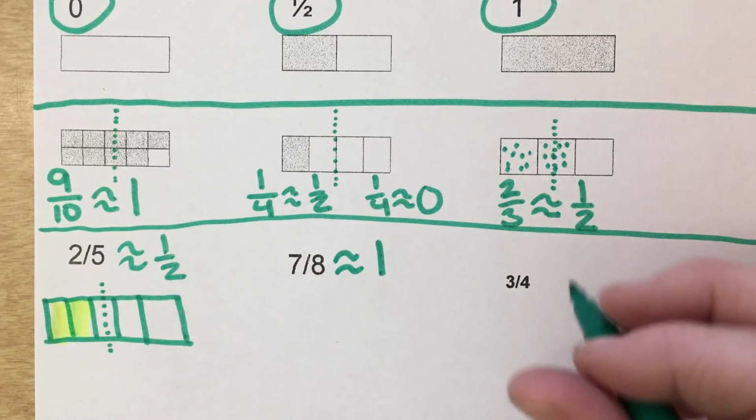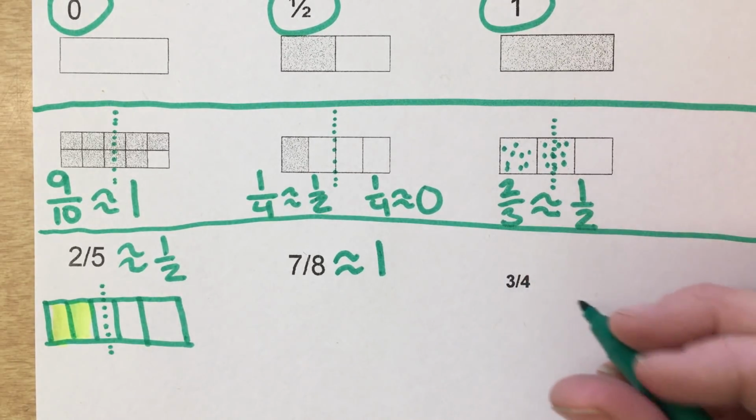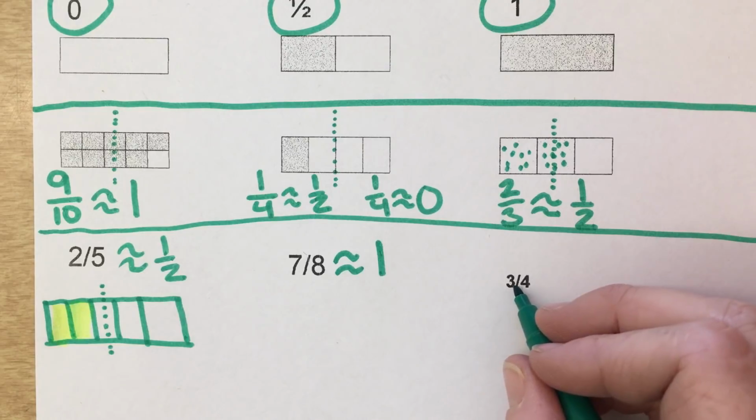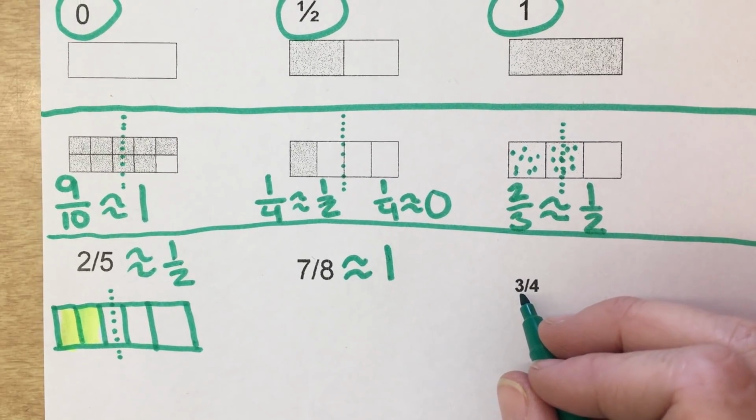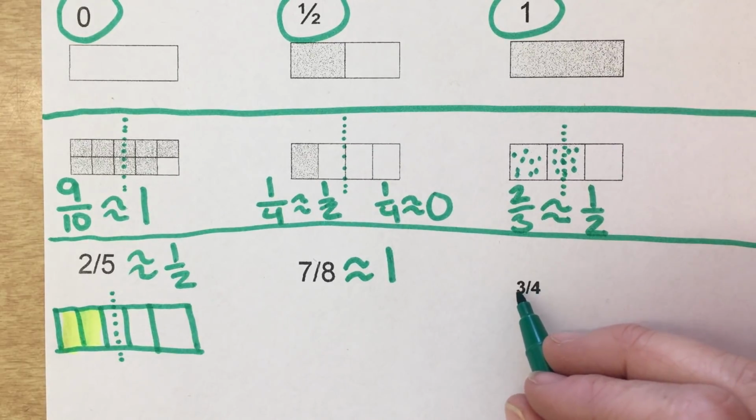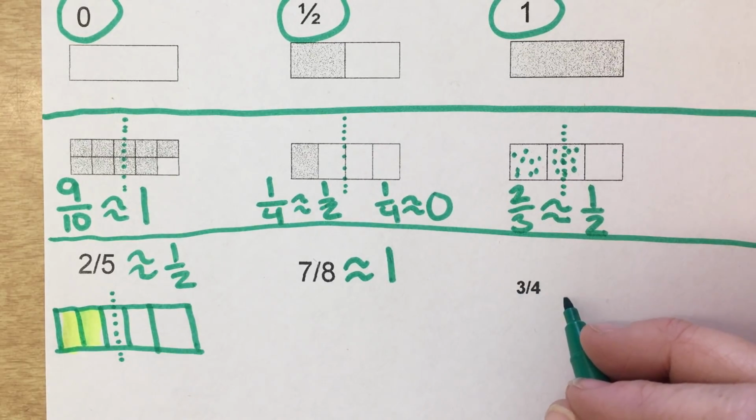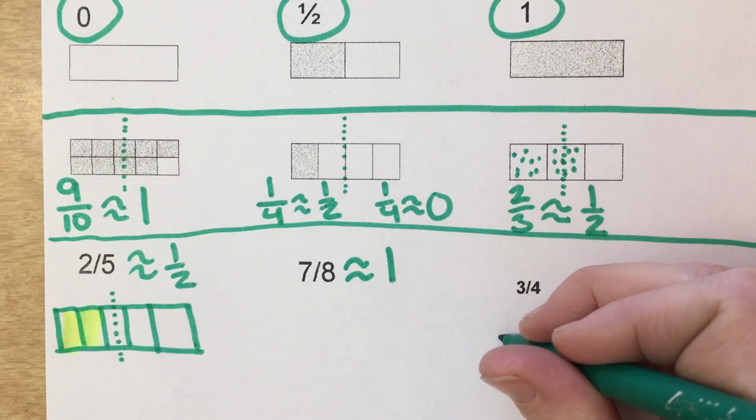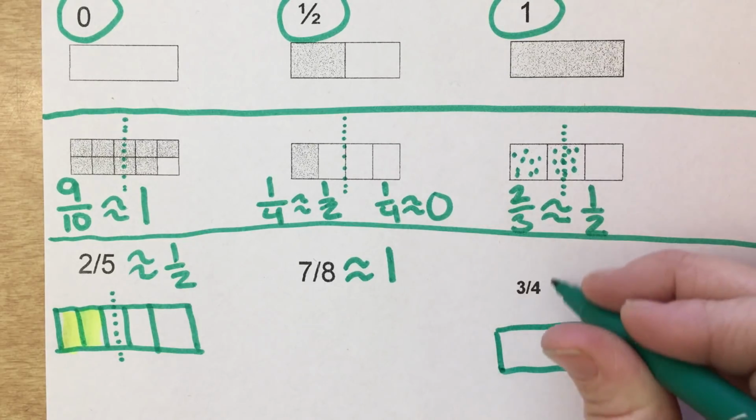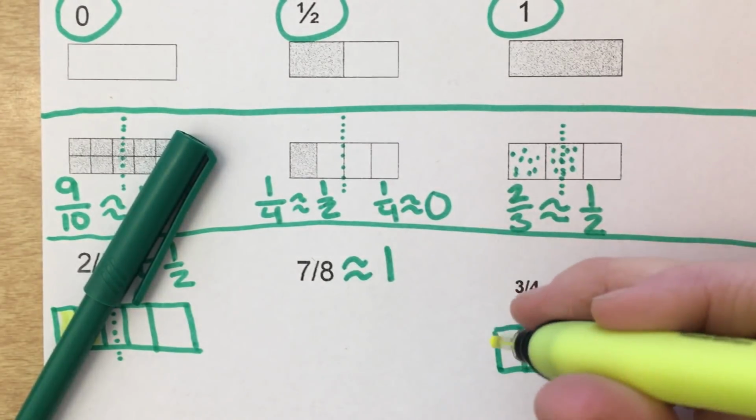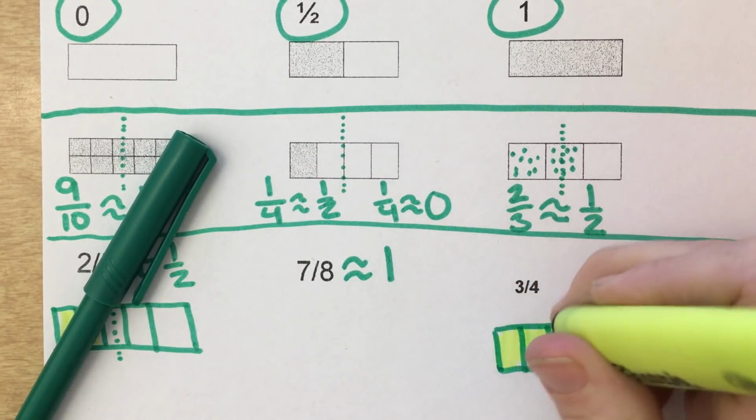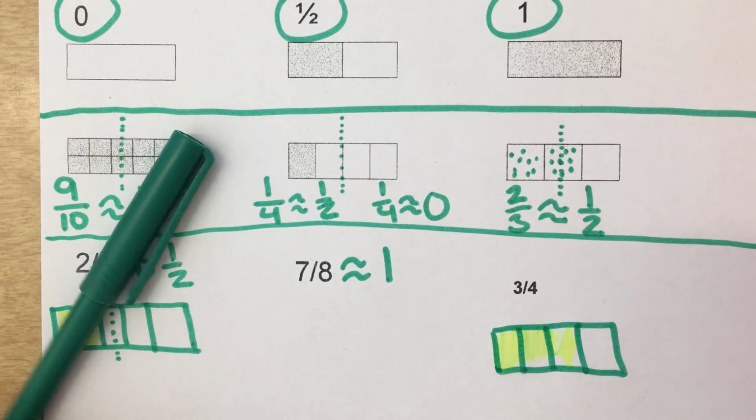3/4 is another tricky one. 3/4, well, if I had 4/4, that would be 1 whole. If I had 0/4, that would be 0. But if I had 2/4, that would be a half. So this one, and I'm going to draw it to show you, the 4 means it was cut into 4 pieces, and the 3 means I have 3 of the pieces.